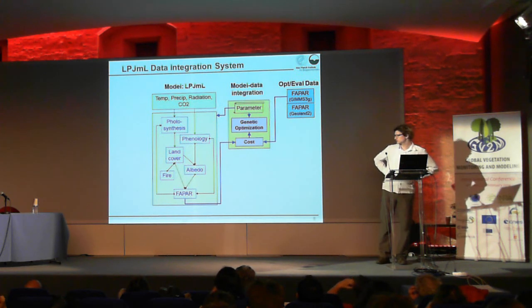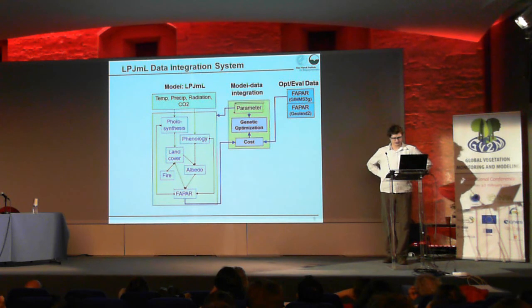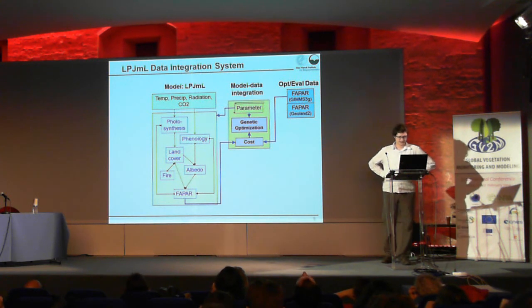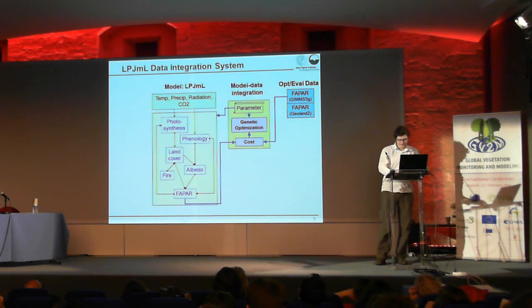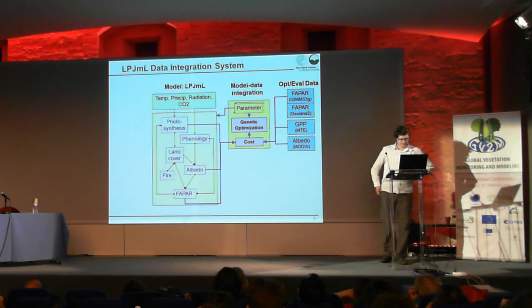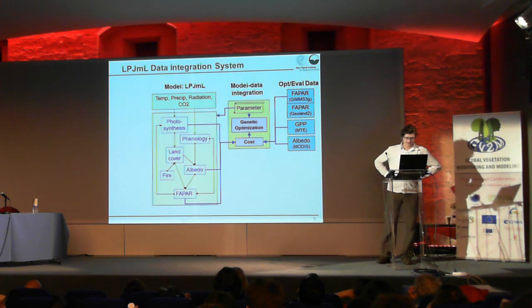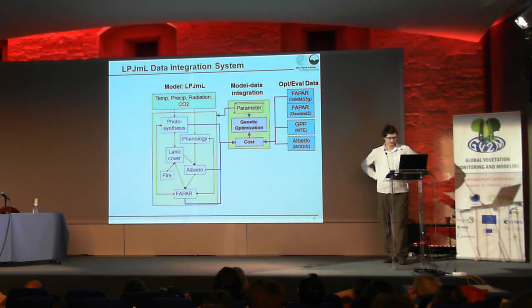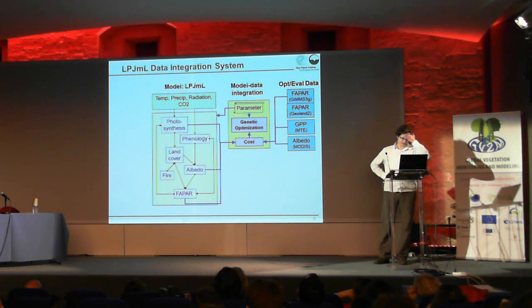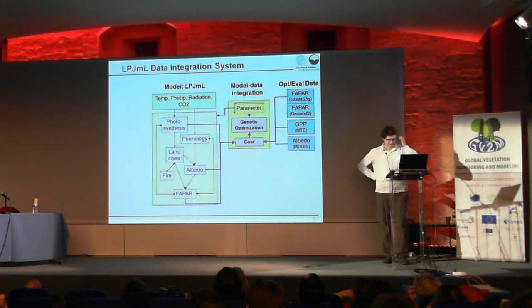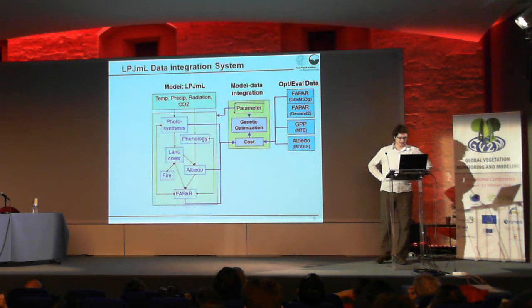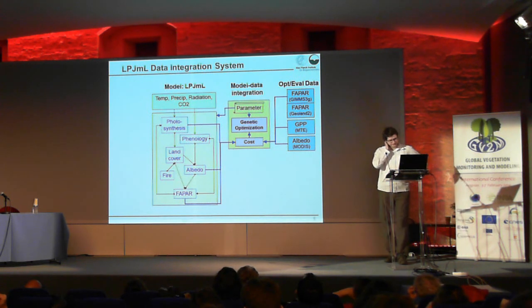The phenology parameters, three for each of these phenology logistic functions I was showing, are optimized in a genetic optimization algorithm. Additionally, in order to account for the feedbacks in the LPJ model, there are also data sets on GPP from the model tree ensemble data sets from MPI, and MODIS albedo used in the cost function for the optimization.